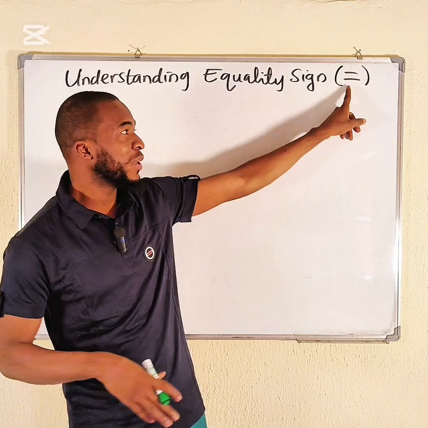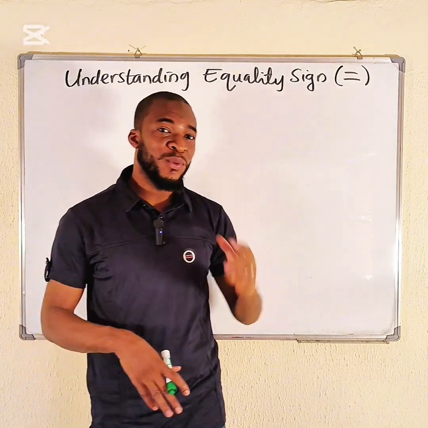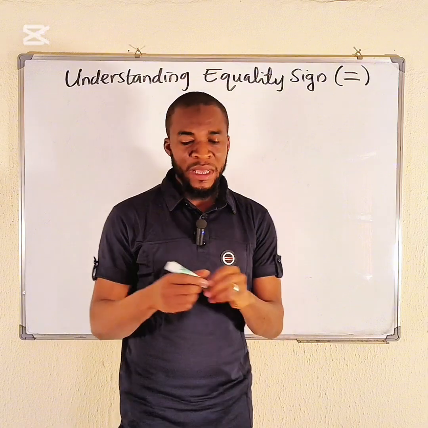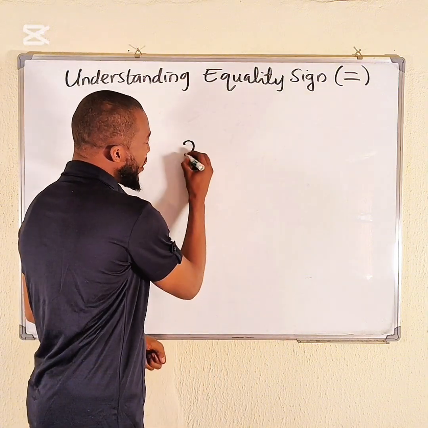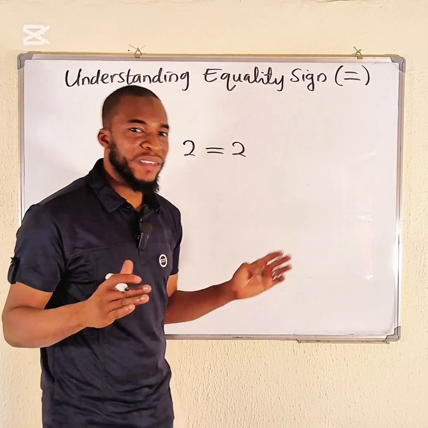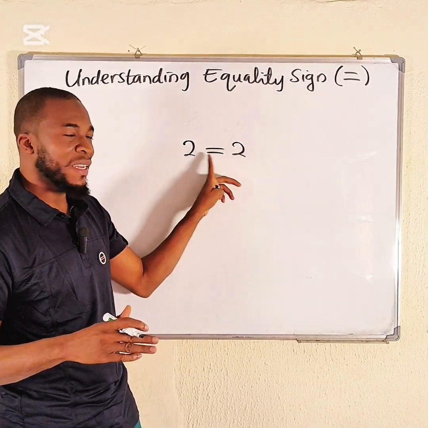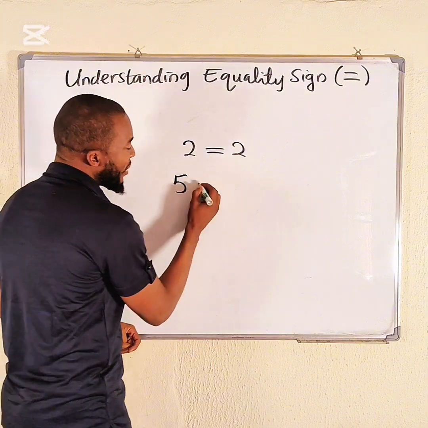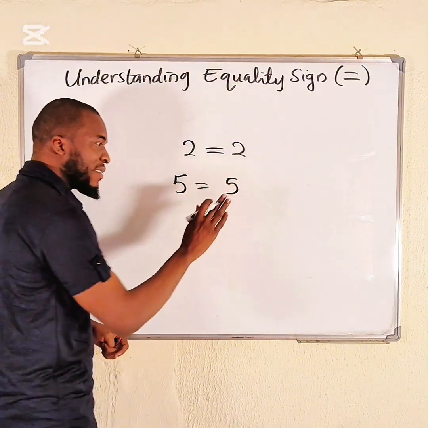You can see the symbol here. It signifies that what is on the left hand side is exactly the same as what is on the other side. Take for instance, if you have 2 here and you have 2 here, you can confidently say that they are the same. This is why we use this equality sign. They are exactly the same. If you have 5 here, you have 5 here, they are exactly the same.